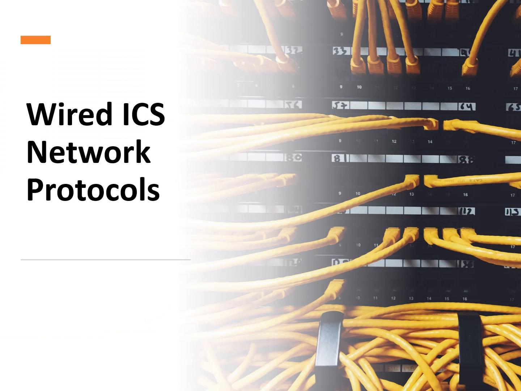Industrial control system protocols range from wired to wireless. Wired protocols include Ethernet Industrial Protocol, Ethernet IP, Common Industrial Protocol, CIP, Modbus, Modbus Transmission Control Protocol, Modbus TCP, Distributed Network Protocol version 3, DNP3, Process Field Bus, Profibus, DeviceNet, Controller Area Network, and Ethernet for Control Automation Technology, EtherCAT.